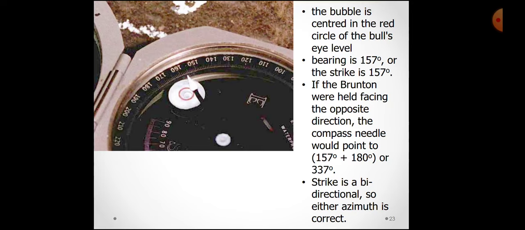The bubble is centered in the red circle of the bull's eye level. Bearing is 157 degrees, so the strike is 157 degrees. If the Brunton were held facing the opposite direction, the compass needle will point to 157 degrees plus 180 degrees, or 337 degrees. Strike is bidirectional, so either azimuth is correct.